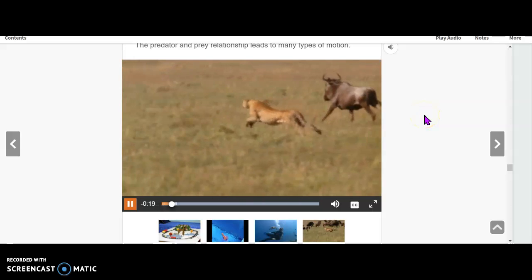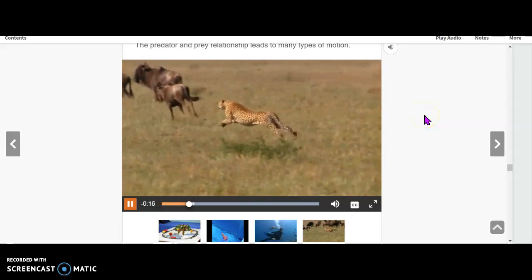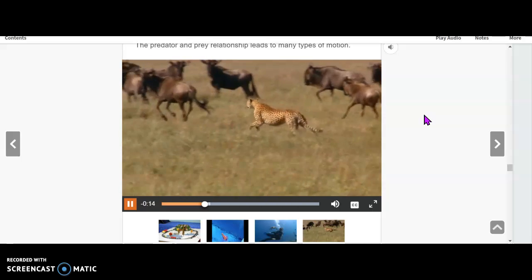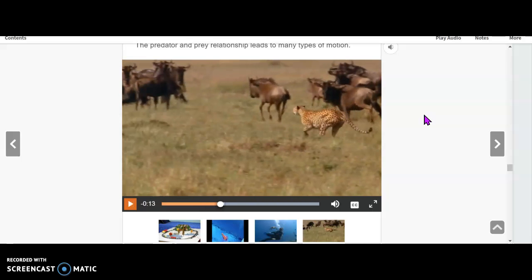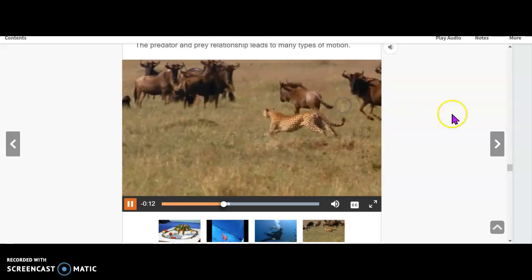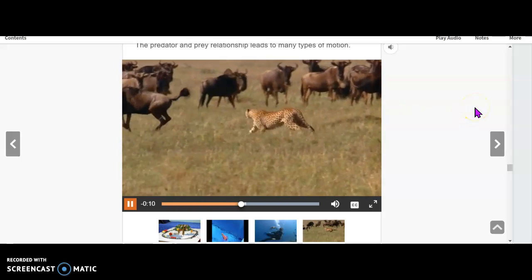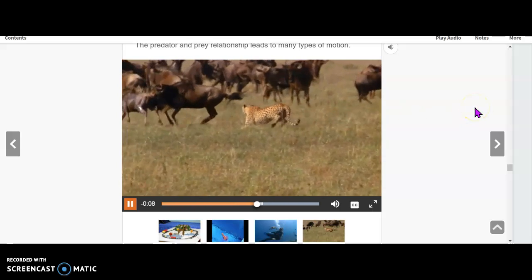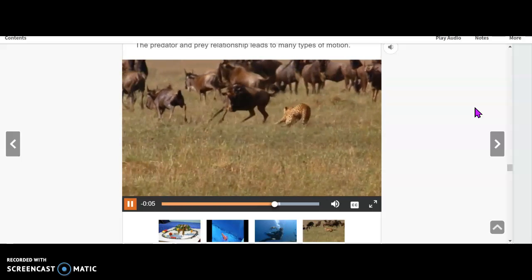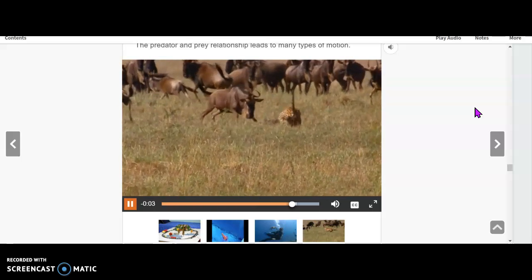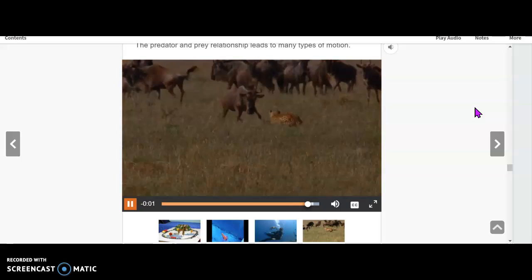What about these animals? I see a predator and I see some prey. Who's the predator in this? Yeah, that cheetah. Now, I can make a prediction that he's going to get one of those animals, but I don't know where they're going to go. They're moving in a very unpredictable way. I don't know where they're going next.